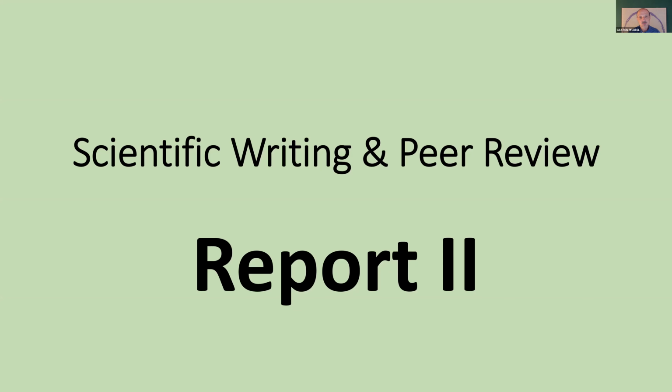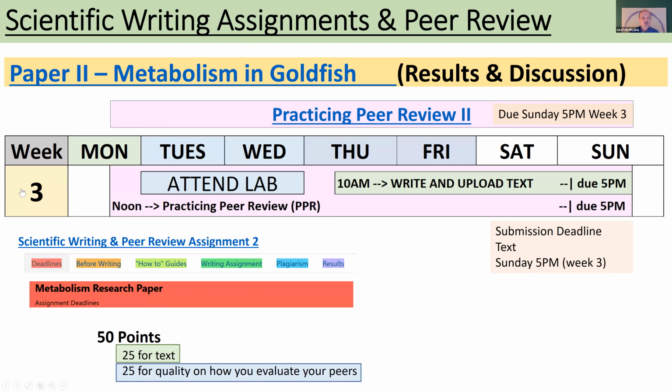All right, so report 2. We are in week 3. You're gonna attend lab Tuesday, Wednesday, which is the Metabolism in Goldfish lab. You're gonna start on your practicing peer review. Do that before you start writing. It gives you the rubric, also 2 examples, and they're not perfect examples. So don't think these are good examples you can take and then make it your report. You have to write your own, basically. They're just there to give you a sense of what's a good paper and what's not a good paper, and what the rubric is like.